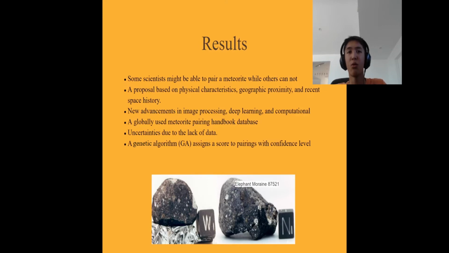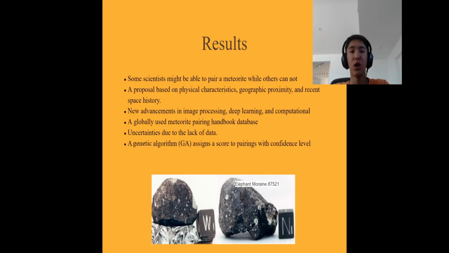Human error and inappropriate equipment can lead to failures when classifying meteorites. New advancements in image processing, deep learning, and computational techniques allow for automating this process. Artificial intelligence can scan meteorites and reduce the work of scientists when given an appropriate, generous dataset. Furthermore, even if a meteorite is paired, there is still uncertainty due to the lack of data. Elephant Moraine 85721 was originally classified as a brecciated eucrite by Paul Warren from UCLA, but it was later recognized to be a brecciated lunar volcanic rock.